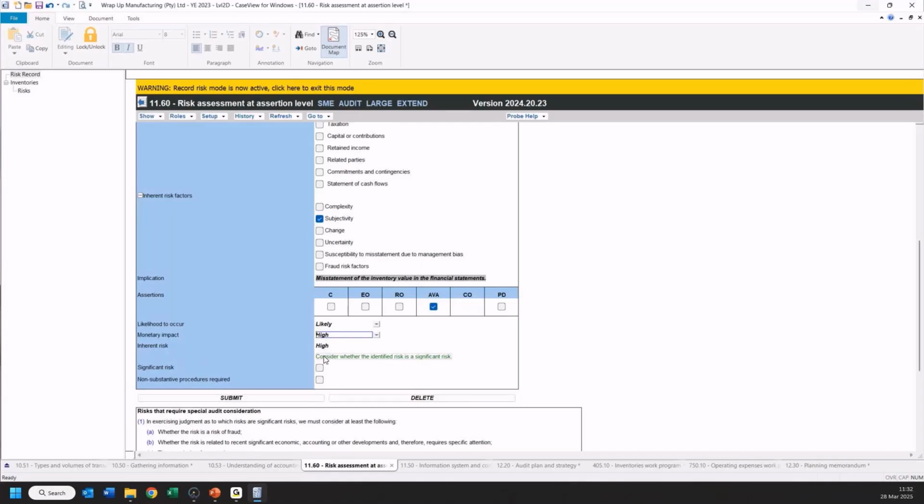So automatically then Probe says, consider whether the identified risk is a significant risk. You've identified a risk, assessed it at the higher end of the spectrum. Is this a significant risk? I'm not going to tag it as one in this case, and then I can literally just leave it as is.